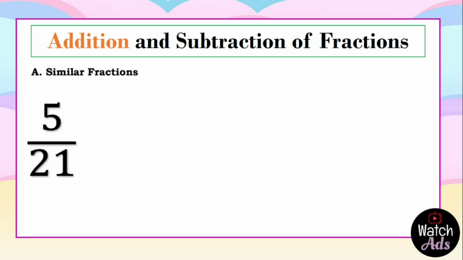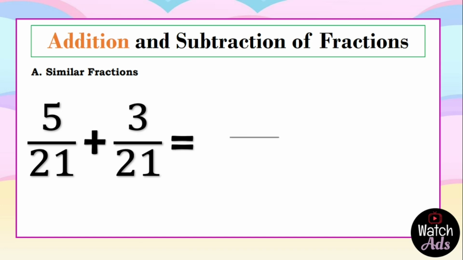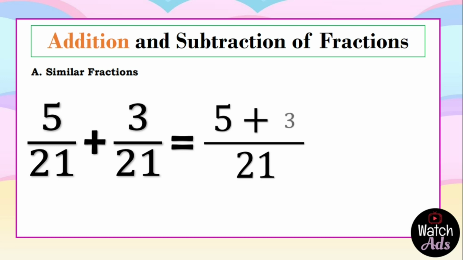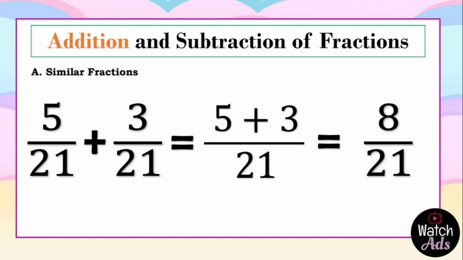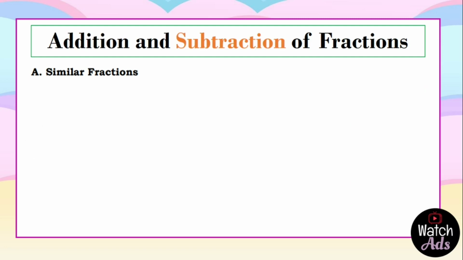Another example, 5 over 21 plus 3 over 21. Again, we must copy the common denominator, that is 21, and add the numerators, 5 and 3. We have our answer, 8 over 21. Now assess if this fraction is in the lowest term, and yes, it is in the lowest term, therefore our final answer. For subtraction of similar fractions, we follow the same rule.